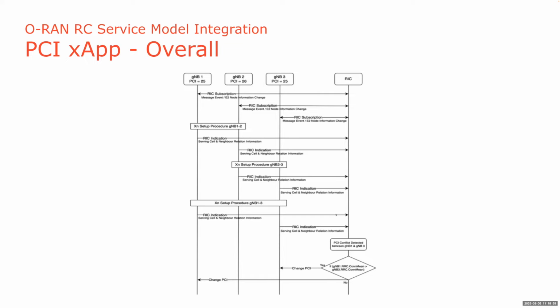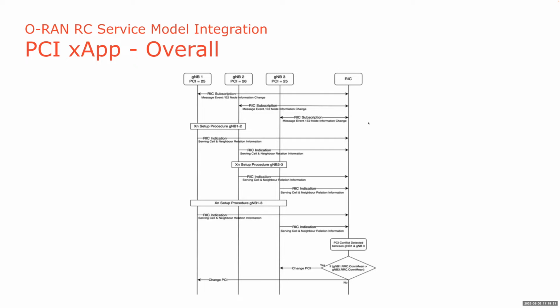And if, for example, gNode B3 has 5 UEs, but gNode B1 has 7 UEs, in that case, the RIC will send the control message to change the PCI to gNode B3 so that we can reduce the impact, because it only has 5, which is lower than gNode B1. So only 5 UEs will be impacted, and it is better than sending the control message to gNode B1.